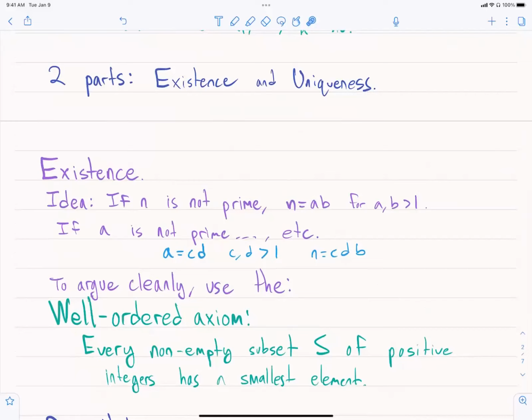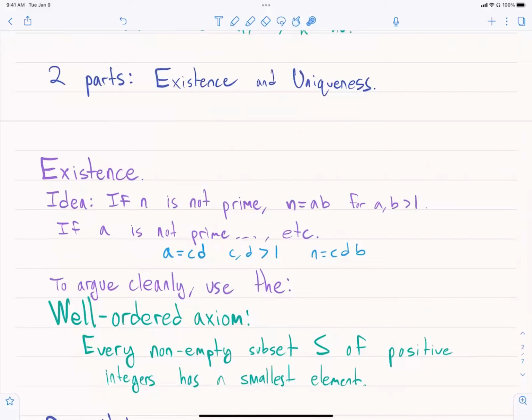So this is a pretty intuitive fact. If I give you a bunch of numbers, there's a smallest one, as long as they're all positive. It's an axiom. So an axiom means something we're going to just accept as true.